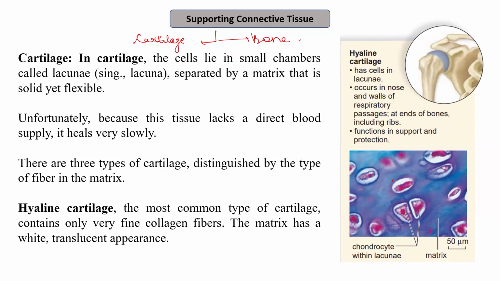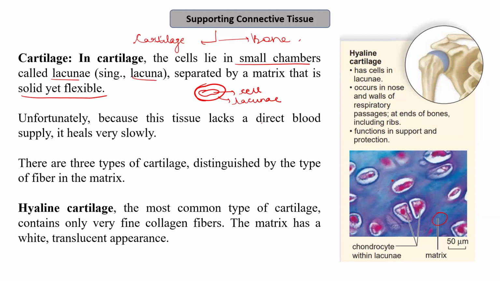In cartilage, the cells lie in small chambers called the lacunae. Single lacuna separated by a matrix that is solid yet flexible. So you can see here the cells are separated in a space which is called the lacunae. This is the cell, and it is the lacunae in which the cells are present. You can see in this figure also that in the matrix, there are certain cells which are embedded and are present inside the lacunae, which is the space.